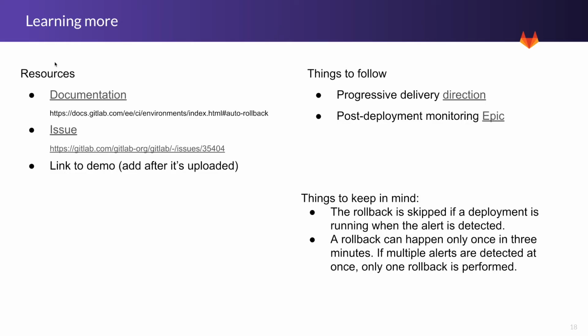Things to keep in mind: the rollback is skipped if a deployment is running when the alert is detected, and also a rollback can happen only once in 3 minutes. If there are multiple alerts detected at once, only one rollback is performed.